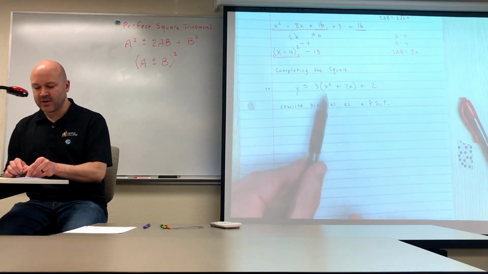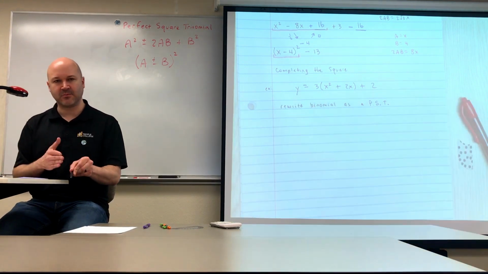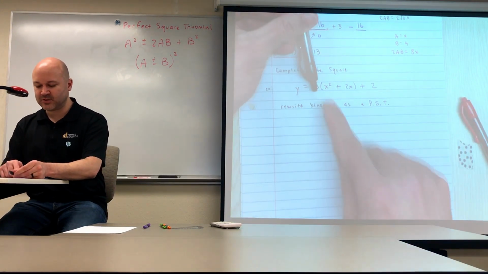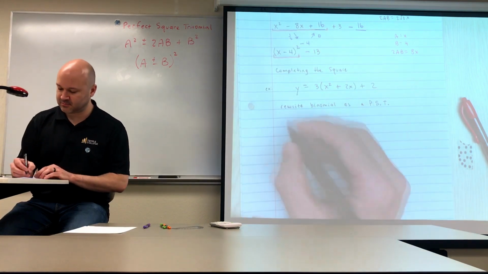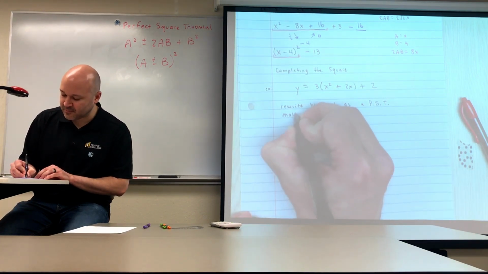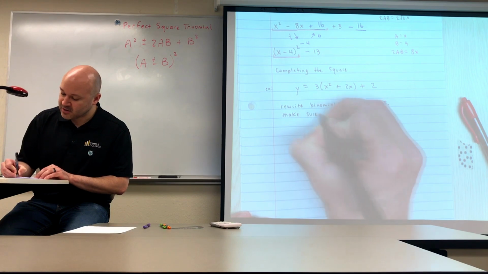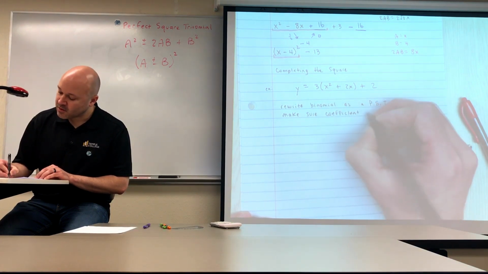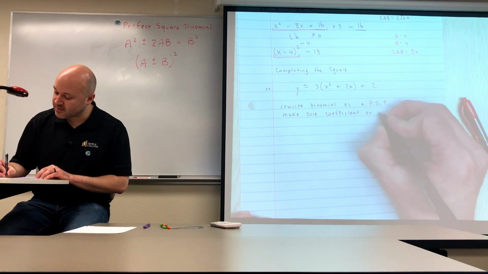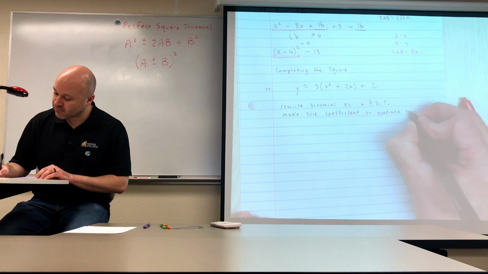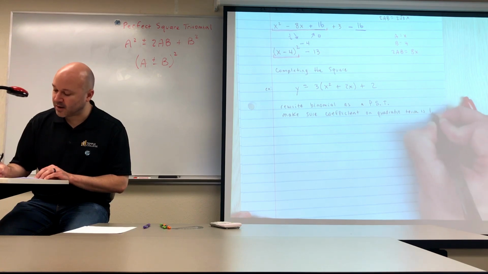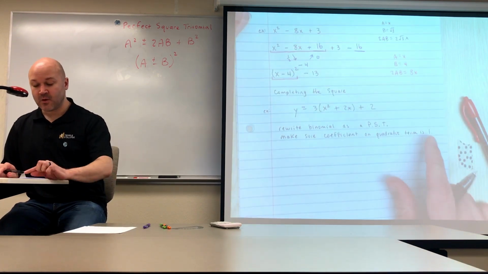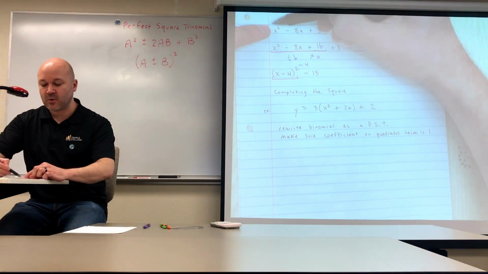So right now, that 3 has been factored from the two terms. So I claim that the coefficient of this x squared is 1. I'm just going to write that down though. Make sure the coefficient on the quadratic term is 1. In our previous example, we had x squared and that coefficient was 1.